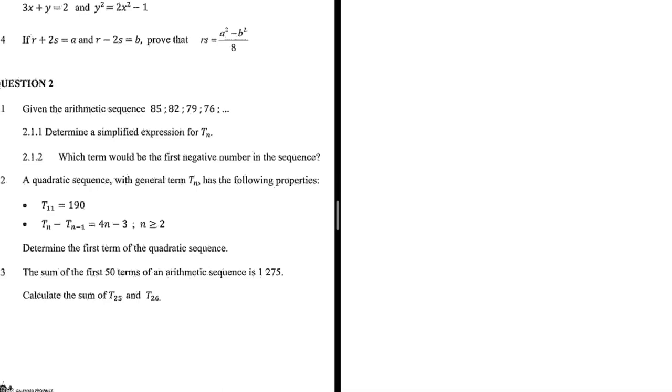Determine a simplified expression for Tn. Well, let's just determine Tn. I don't think simplified expression is really necessary. Too wordy for my liking. But either way, 2.1.1, we want Tn for an arithmetic sequence. Obviously, we're going to have a plus n minus 1 multiplied by d, where a is the first term. It happens to be 85. There we go. And then d is the common difference.